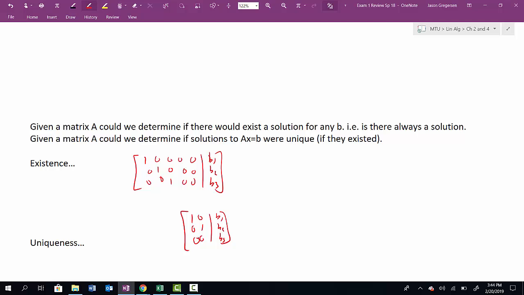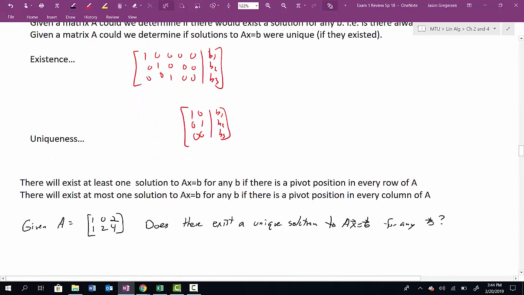All right, so we can summarize that information as follows. There will exist at least one solution to Ax equals B if there's a pivot in every row. There will exist at most one solution to Ax equals B if there's a pivot in every column of the matrix. Any questions there?